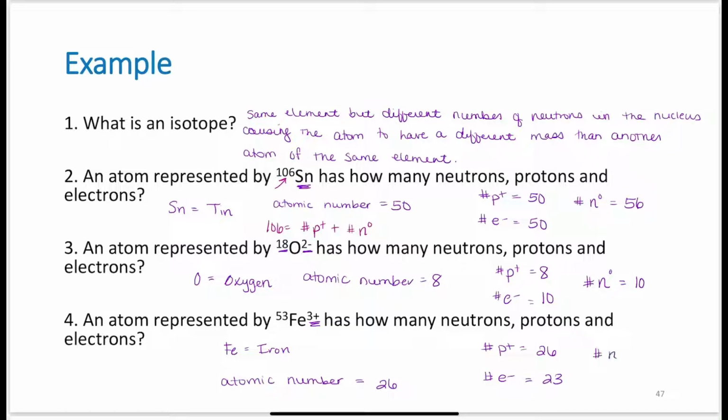Lastly, my number of neutrons. I've got a mass number here of 53, which means 53 minus 26 equals my number of neutrons, and that gives me an answer of 27.